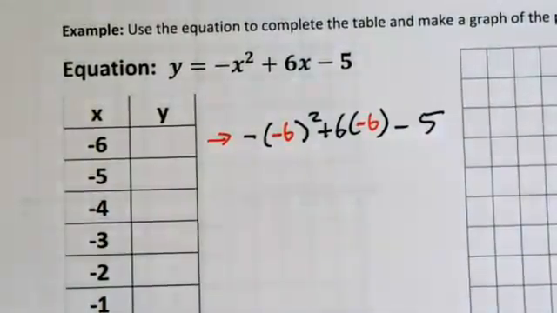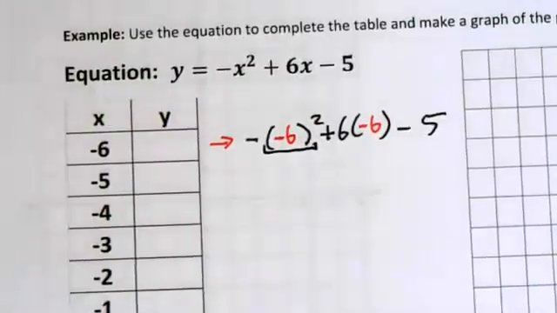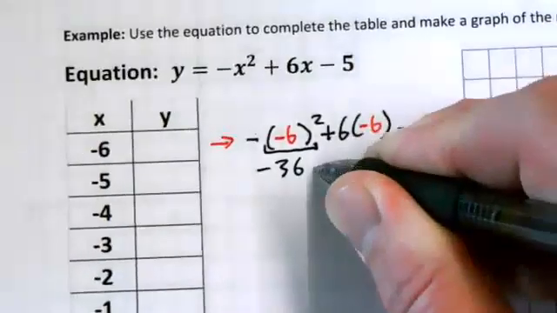So let's start with the exponent here. What is -6 squared? -6 times -6 is positive, right? 36. Bring everything down.